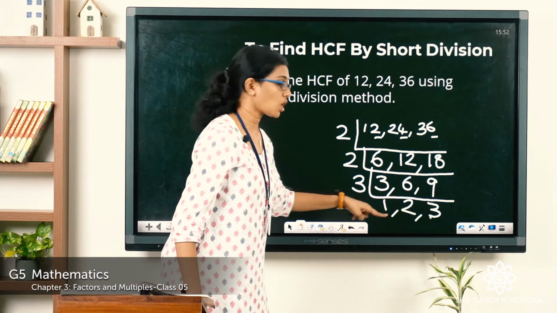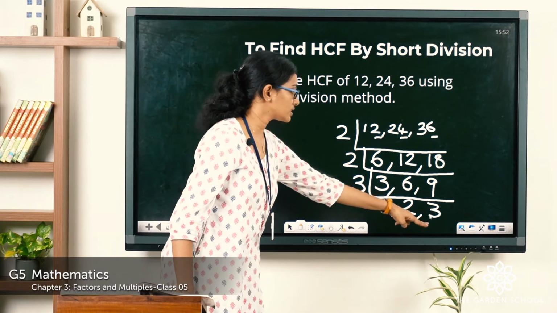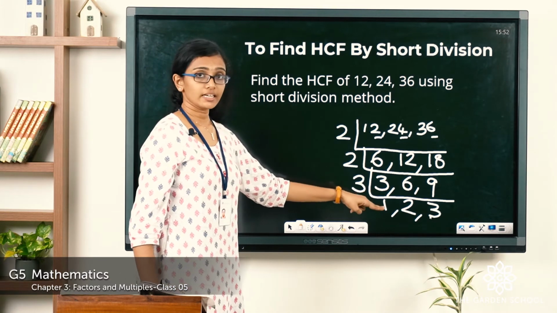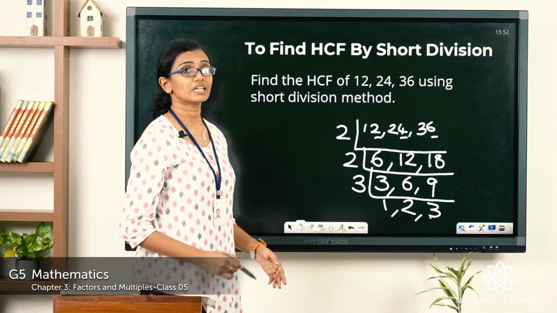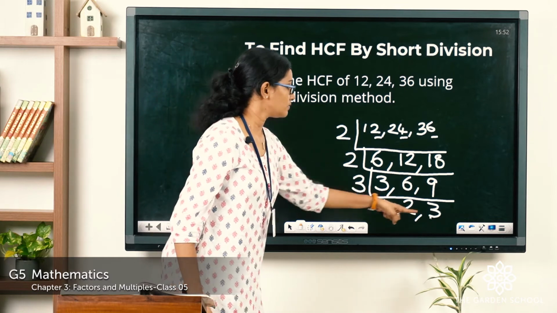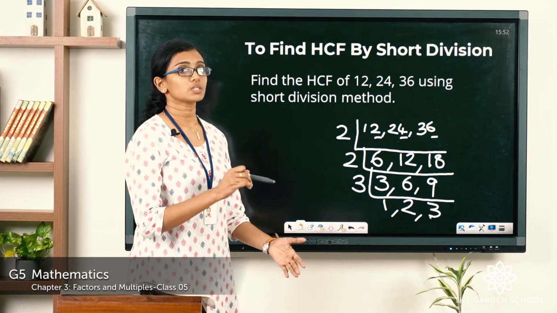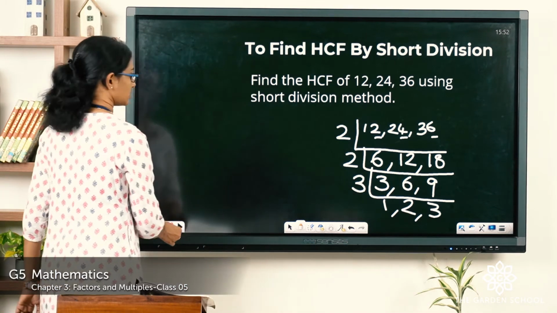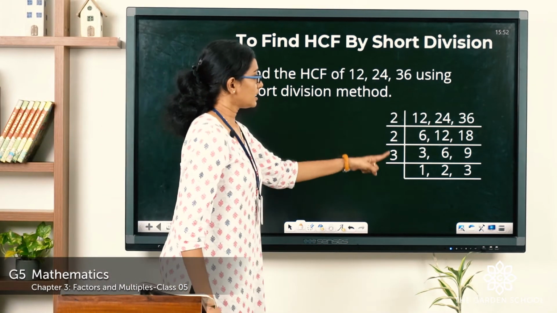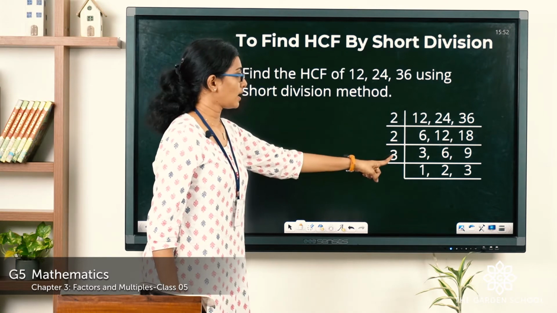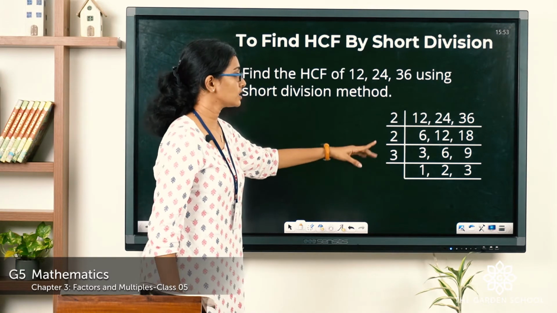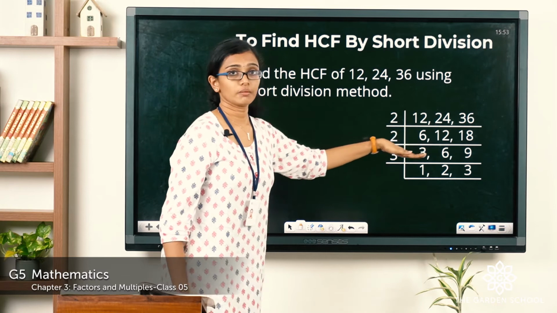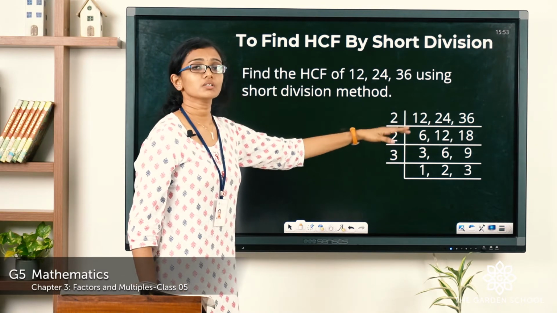Now, do you see any common prime factor that can divide all these three numbers exactly or completely? No, there are no more common factors for these numbers. So, that's where you stop the division. You stop the division right there. Now, here on this side, you have all the common prime factors which divided all these three numbers completely.